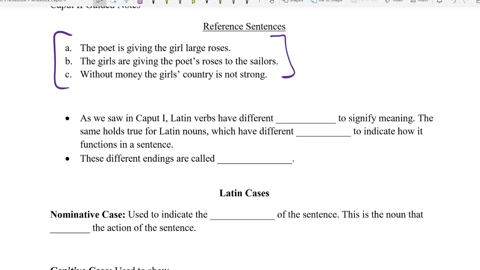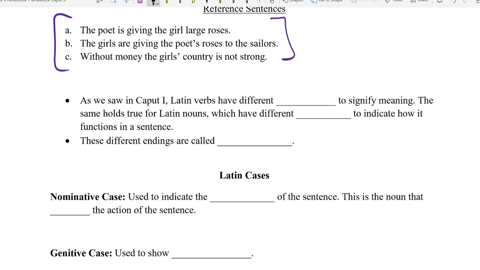So in chapter 1, we saw that Latin verbs have different endings to signify meaning. So this is where we had o, s, t, mus, tis, or nt, right? And if we wanted to say we saw, we would use mus. But if we wanted to say they did it, we would use nt, right? So just signifying meaning through different endings. Well, the same thing happens in Latin for nouns, which have different endings. Again, surprise, surprise.